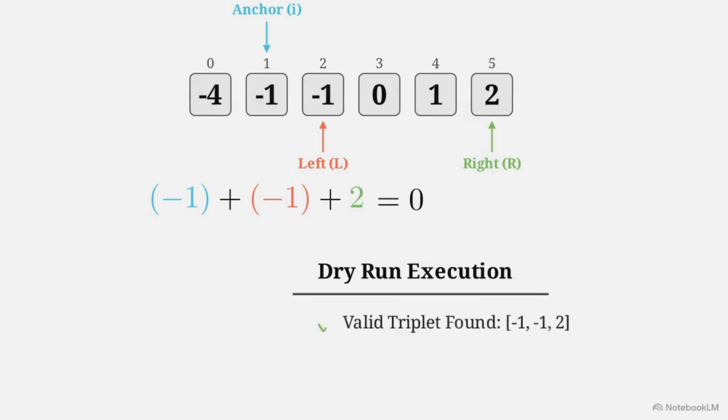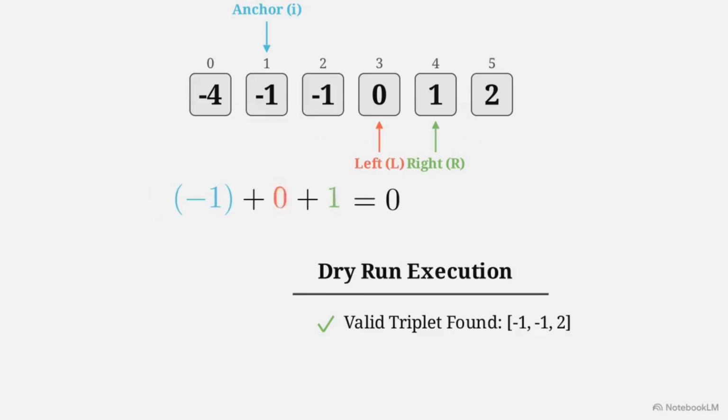Next, the pointers slide inward to search the remaining values. Our logic skips the duplicate -1 and lands on 0 and 1. This second calculation, -1 plus 0 plus 1, also equals 0, giving us another valid set.